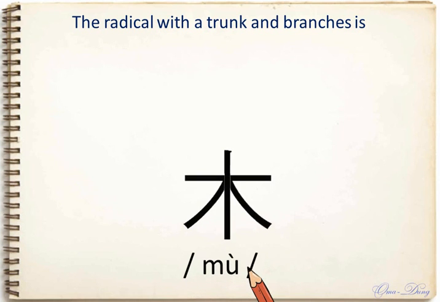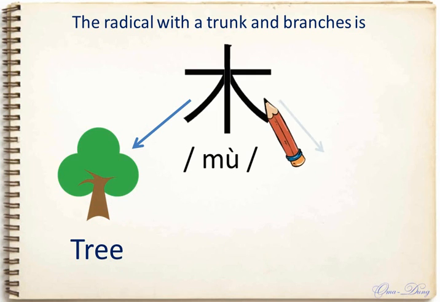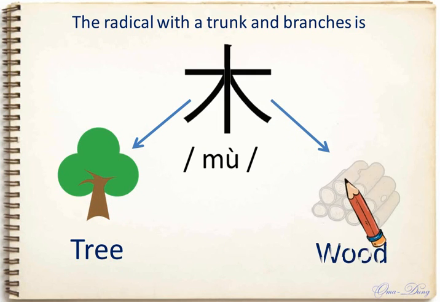Mu. The radical has 2 meanings. The first meaning is tree, and the second meaning is wood.